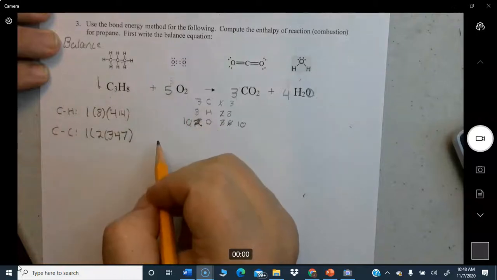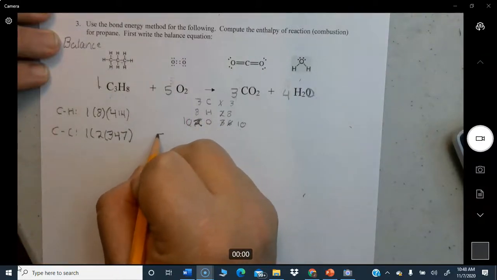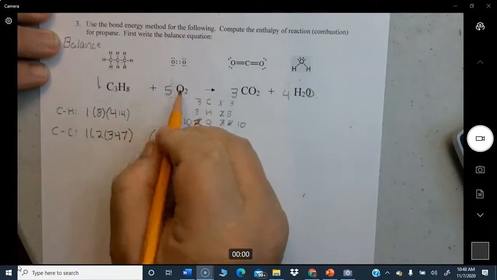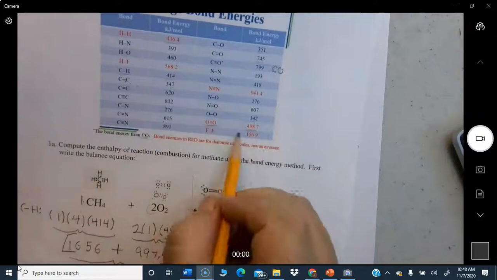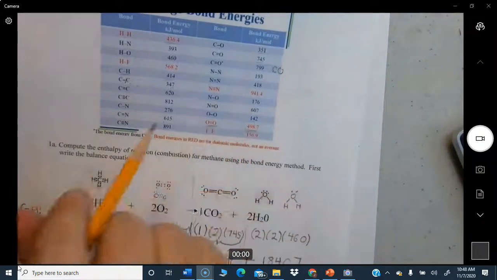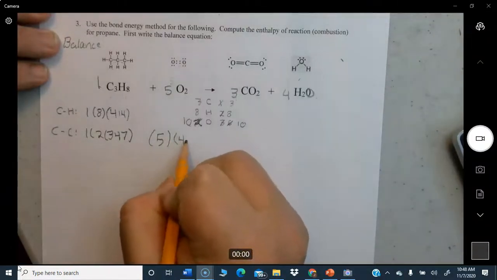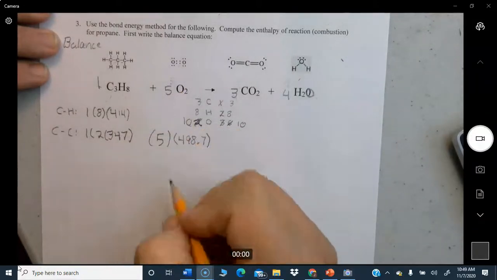Now we go to oxygen. We have 5 molecules of oxygen, and it's an oxygen-oxygen double bond. So we've seen that several times. It's right there, 498.7. Okay, that's taken care of.